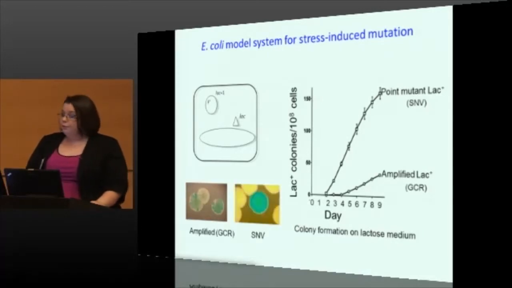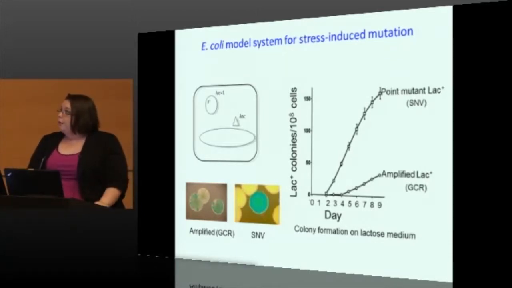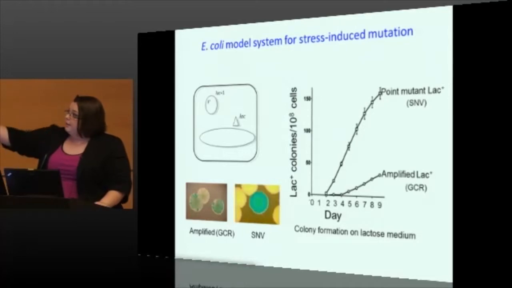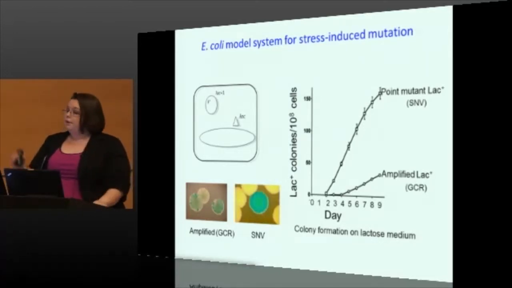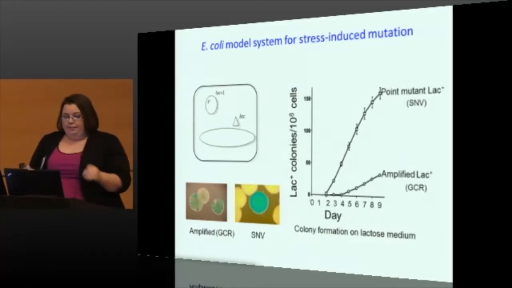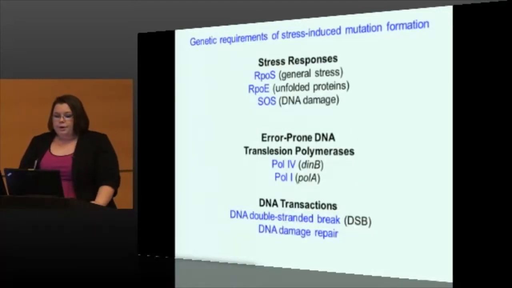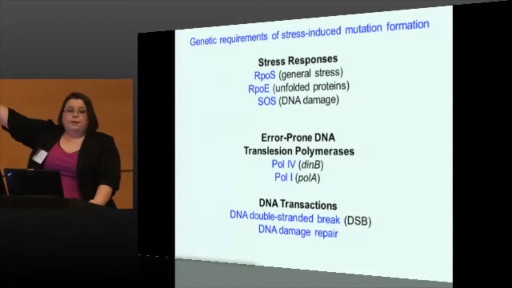And so what we can do is we can actually detect, you take the total LAC+ population, you put them through a colorimetric assay, and you can see that the SNVs, which are very stable mutations, give you solid blue colonies, where the GCRs give you these fractioned colonies as the array breaks down. So I'm not going to get into the really hardcore genetic mechanism behind these mutation formations, but you need to know a couple things. First of all, these mutations require 3 stress responses in E. coli.